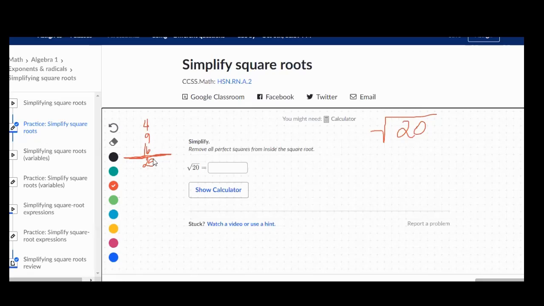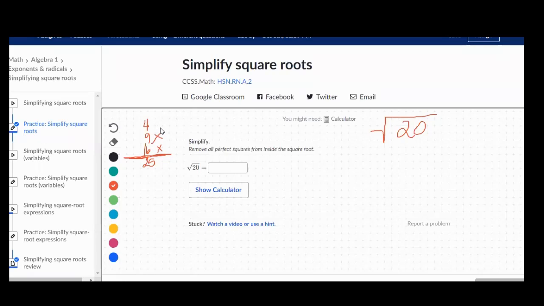Well, let's think about it. Let's try 16. Can we multiply 16 by anything to get 20? That's no, right? 20 divided by 16 doesn't give you a whole number, so that's not what we're going to use. Let's try 9. Does 20 divided by 9 give you a whole number? It doesn't, so 9 doesn't work. Okay, so we'll go to 4.